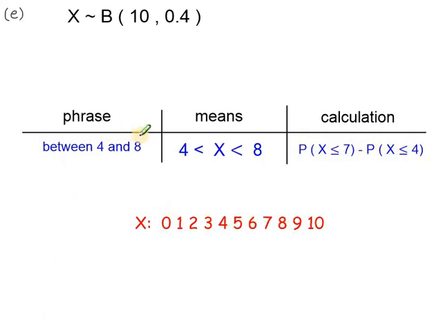Part E, between 4 and 8 successes. This time the 4 and the 8 are not included. This is what we're after. So X greater than 4, so that's going to be 5, 6, all the way up to 7. X less than 8, the 8 is not included. So if we look up less than or equal to 7, that's every probability here, from 0 all the way up to and including 7. And we don't want all of them. We don't want the 0, 1, 2, 3 or 4, so less than or equal to 4 is subtracted off, leaving us with just the 5, 6, 7, which is what we're after.